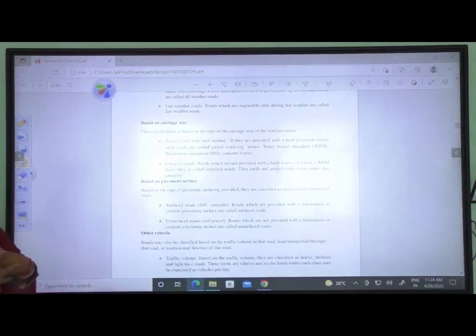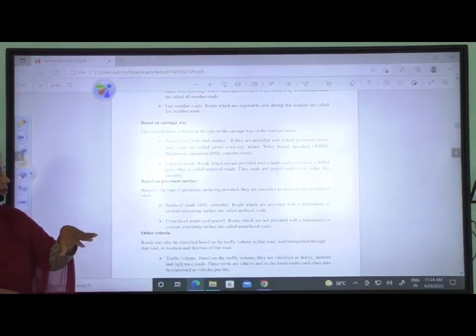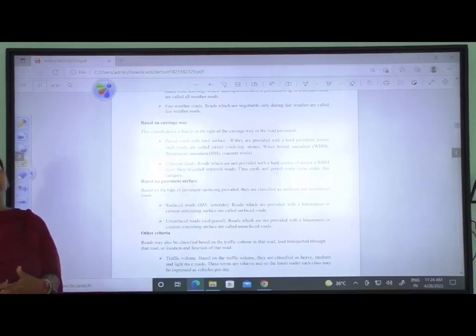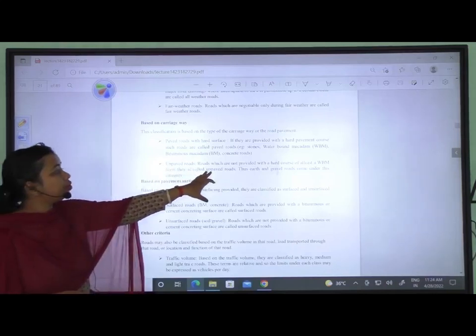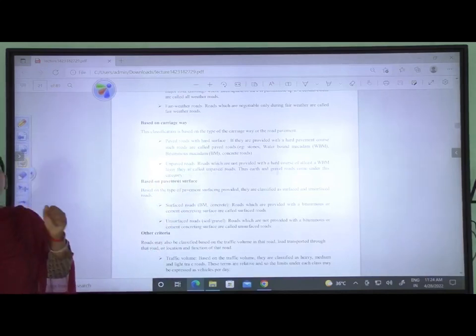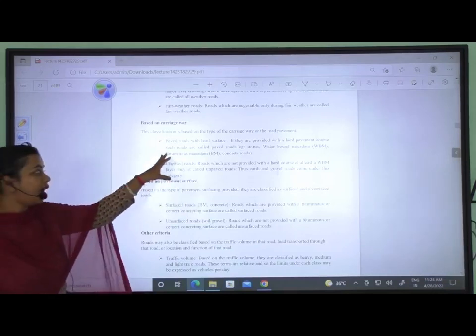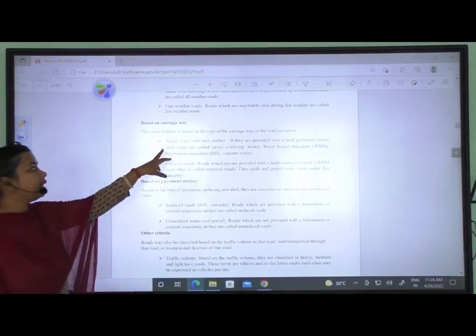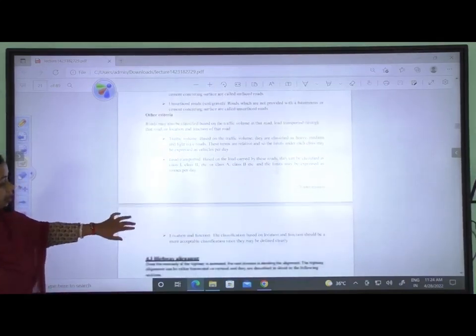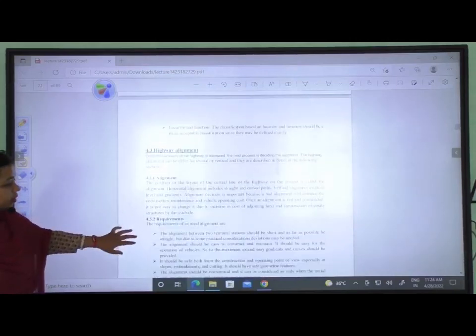This classification is based on the type of carriageway or road pavement, like paved road with hard surface. Two types of road we are concerned with basically in India are concrete road and bituminous road. Unpaved roads are roads which are not provided with a hard course, such as a murum road. A murum road is an unpaved road, and concrete road and bitumen road are categorized as paved road.